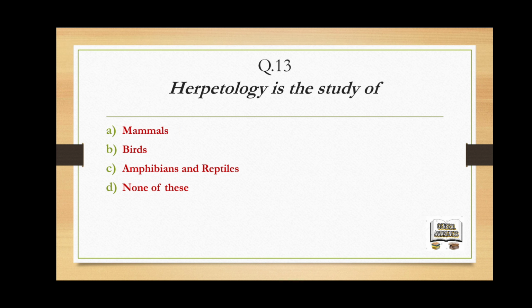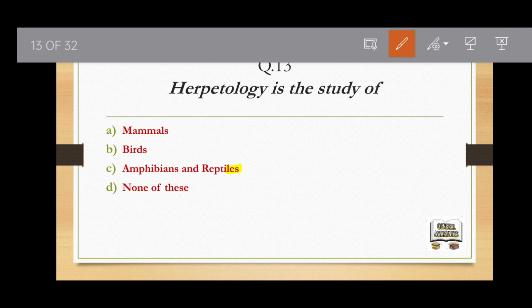Next question. Herpetology is the study of option A mammals, option B birds, option C amphibians and reptiles, option D none of these. The correct answer is option C amphibians and reptiles.